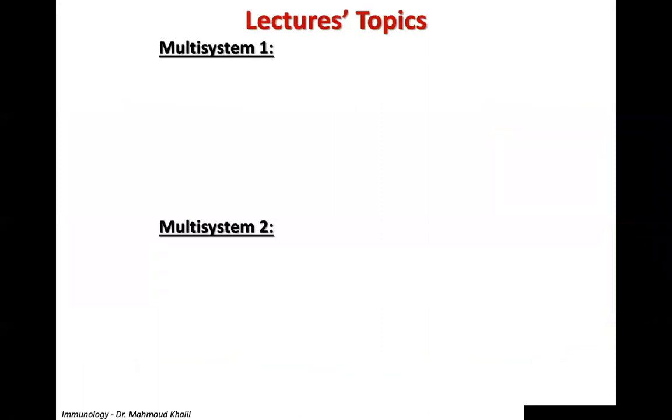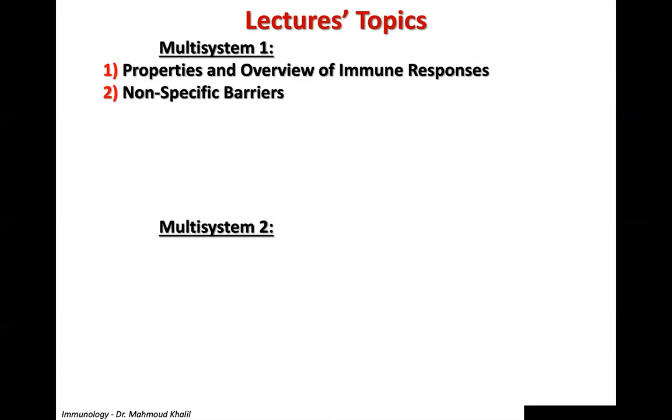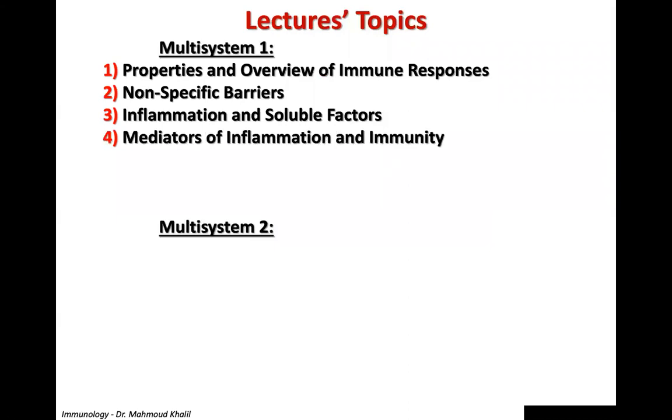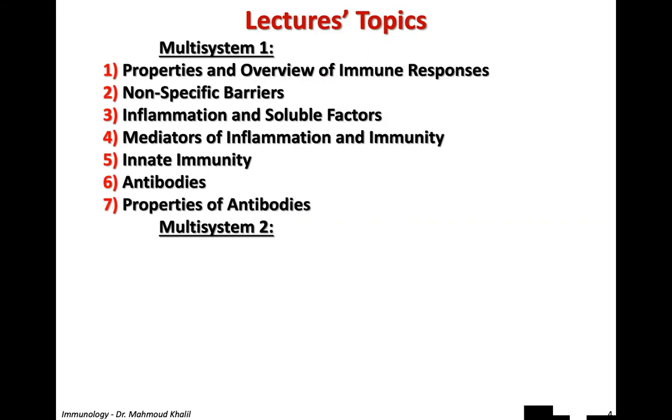So for the topics of the lecture, we'll talk about 2 modules, Multisystem 1 and Multisystem 2. Each of them will have 7 different topics. For Multisystem 1, today we will have properties and overview of the immune response. Then the second topic, non-specific barriers. Then inflammation and soluble factors. Then mediators of inflammation and immunity. Then innate immunity. Then we'll talk about the antibodies, and the properties of antibodies.